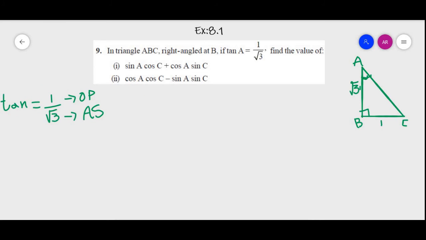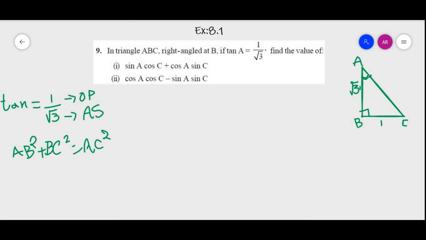Alright. Now again, if we find the other side, which is AC, then we'll be able to solve the problem. So here also we'll be using the Pythagoras theorem to actually find it. So what do we know according to our Pythagoras theorem? We can write Pythagoras theorem as AB square plus BC square is equal to AC square.